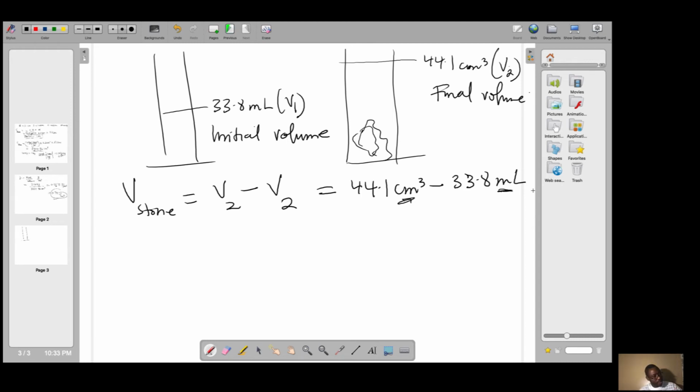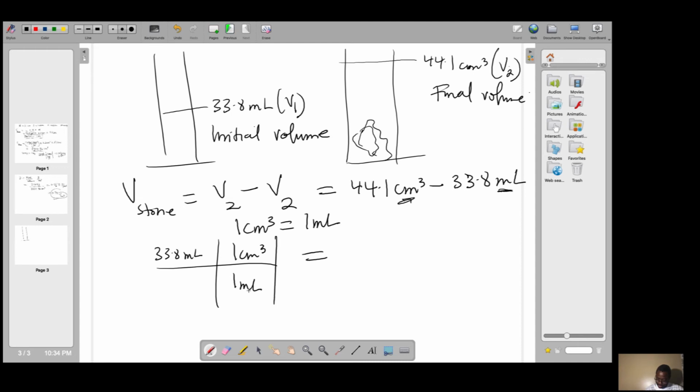So we have to change one of them. Now, since we want to report density in grams per cubic centimeter, that means we have to change the milliliters to cubic centimeters. And to do that, you just have to recall that 1 cubic centimeter equals 1 milliliter. So they're in a ratio of 1 to 1, so the value really doesn't change, it's just the unit. So I draw my table again. I put 33.8 milliliters here, then 1 milliliter and 1 cubic centimeter here. Common units cancel, so I'm going to get the same value with a different unit.